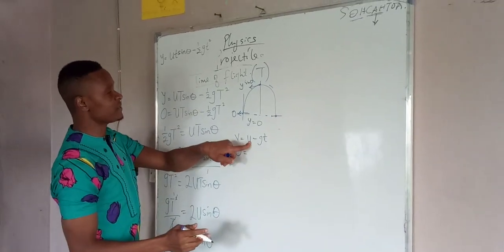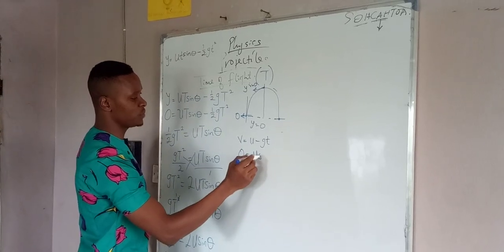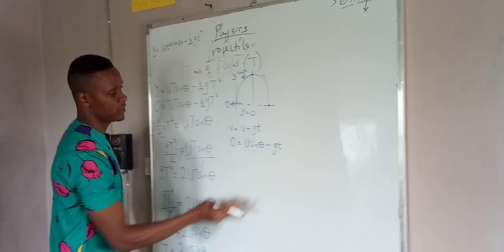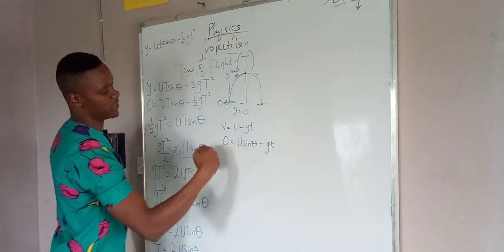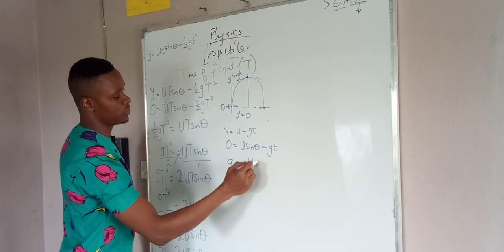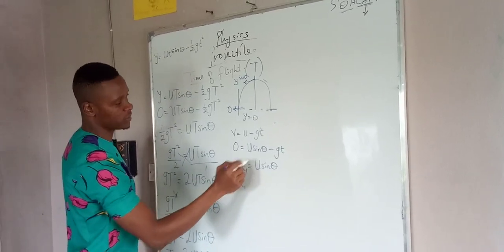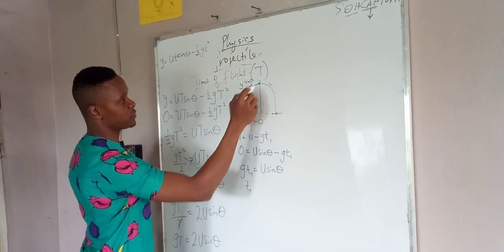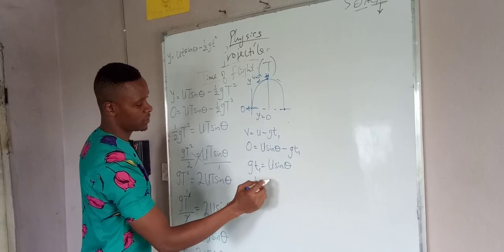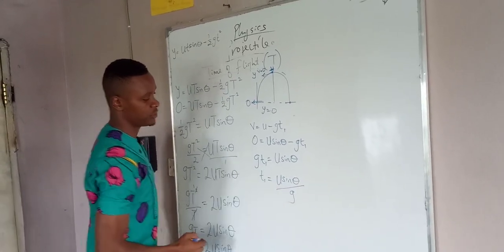And the effective value of u in the vertical direction is u sine theta minus gt. Now let's move all of this to the other side of the equation. That gives us gt equal to u sine theta. Therefore, our t now, let's call this t1, since it is the time to get to the maximum height alone. So t1 becomes u sine theta all over g.